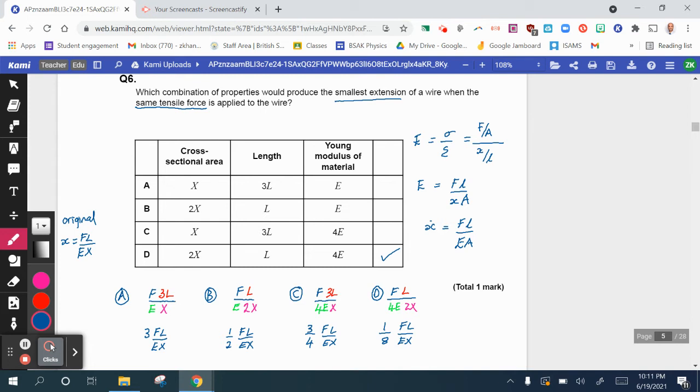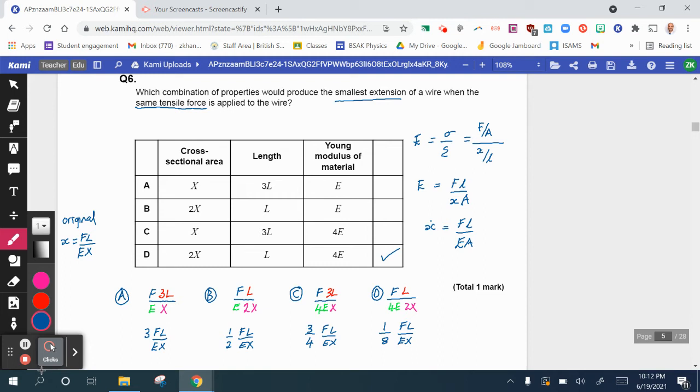And then D, finally. F is the same tensile force. L is the length, which hasn't changed, so I'm still going to write L. But the Young's modulus is 4 times larger, so I'm going to write 4 times the Young's modulus, and the cross-sectional area is twice, so rather than X, I'm going to write 2 times X. At the bottom, that's 4 times 2, so that's 8, and I move that out to the front, and that's 1/8 of the original.